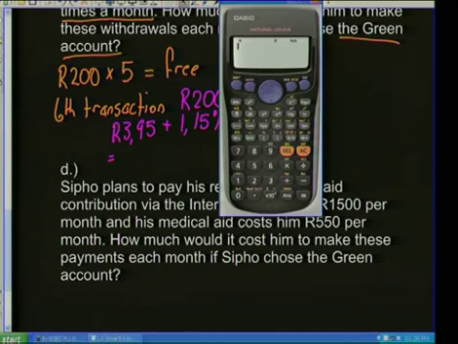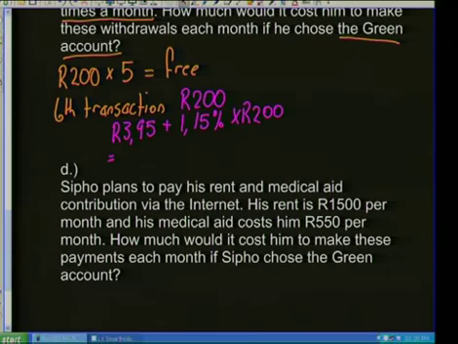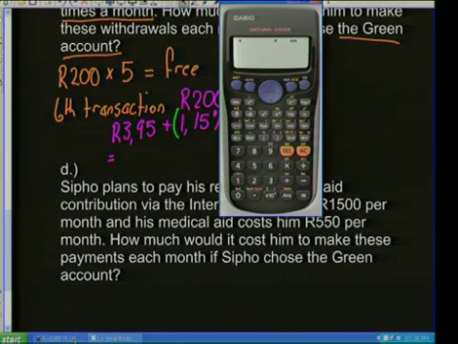Now, guys, if you have a normal 4-function calculator, please remember your BODMAS rules. So you're going to have to calculate that first. Now, if you're using a scientific calculator, which I highly recommend, you know your calculator can do this all at once. But if not, you need to do it first.